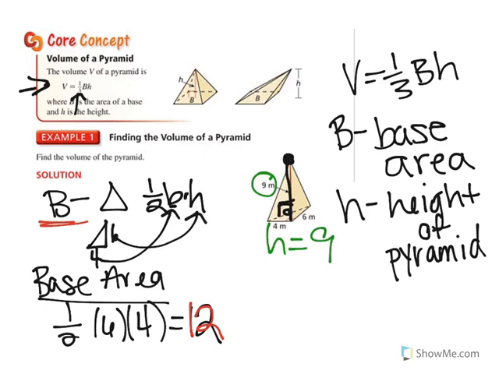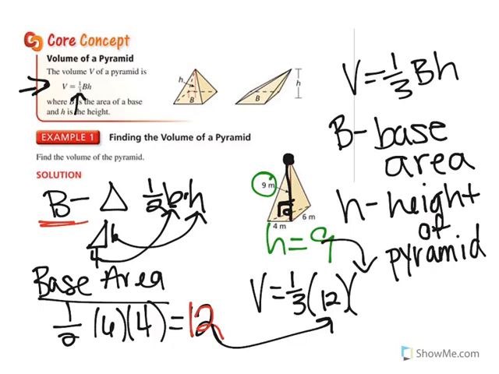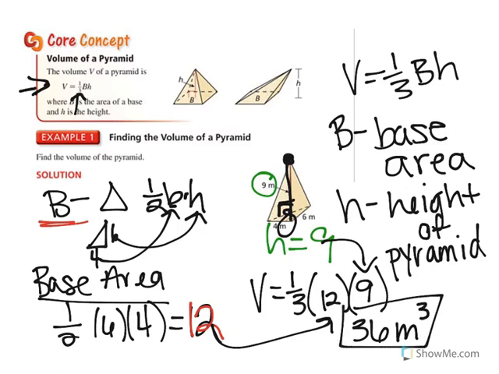So we actually have everything we need to plug in to our formula. Volume is equal to 1/3 base area, which is 12, times the height of our pyramid, which is 9. So we get 12 times 9 divided by 3, which is 36. And take a look at your units. Since we're talking about volume, this is going to be meters cubed. So anytime you're dealing with volume, your units have to be cubed.